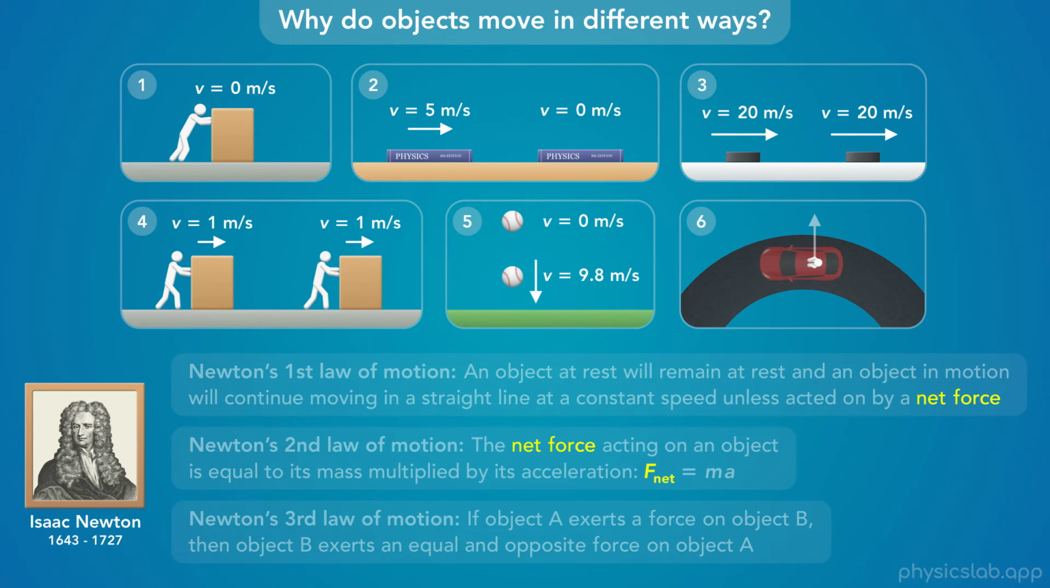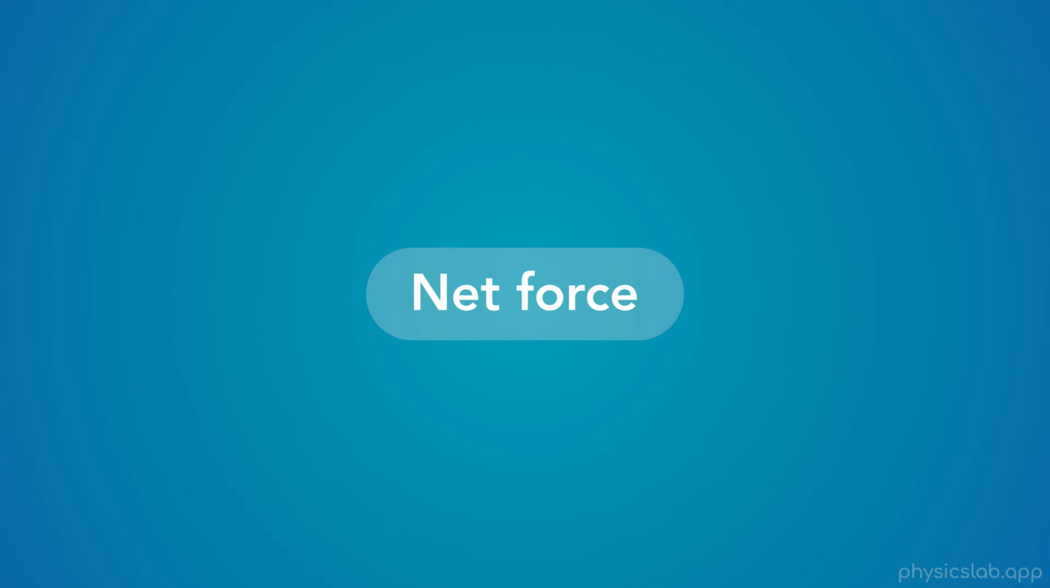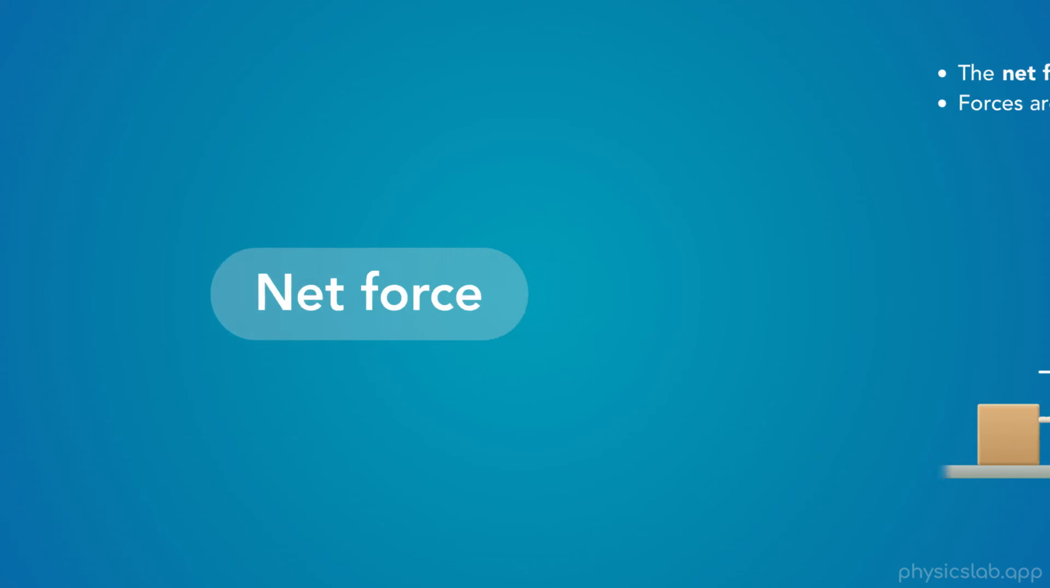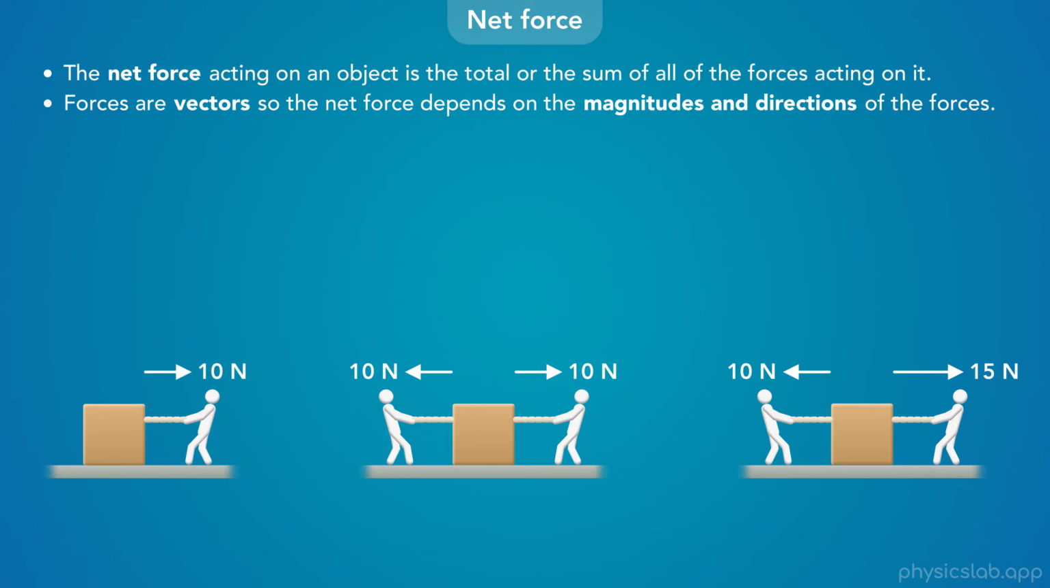But if we look at the first 2 laws, it's not a force that affects motion, it's a net force. So let's explain what a net force is, and then we can learn Newton's first law of motion. The net force acting on an object is the total, or the sum, of all of the forces acting on it. And remember, forces are vectors, so the net force depends on the magnitudes and the directions of the forces.